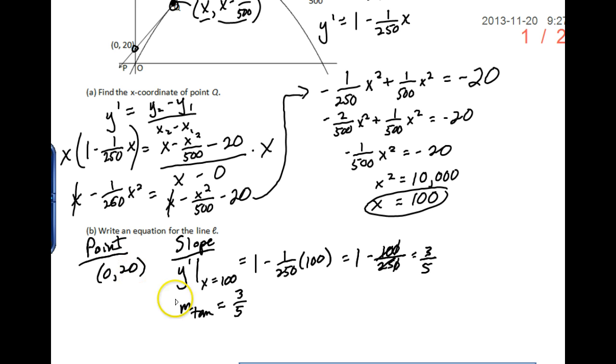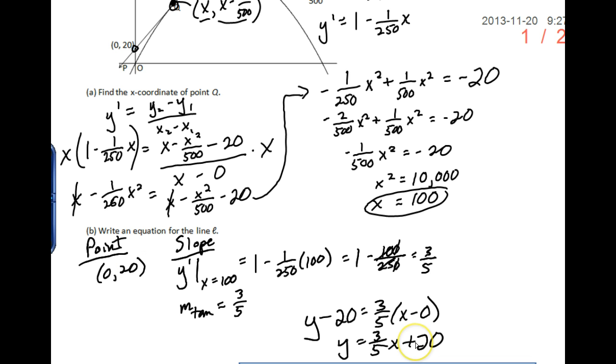And if our point is (0, 20), the equation of line L, the tangent line, would be y minus 20 equals 3/5 times x minus 0. Or you could write y equals 3/5 x plus 20. That would be our equation of line L. Either one would be acceptable. Now we will move on to part C.